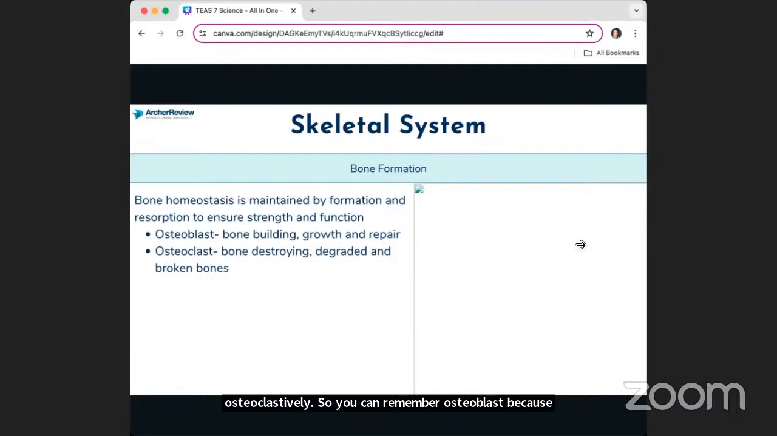Osteoblast will build your bone, and this helps for growth and repairing. But then you also have osteoclasts at work, and they destroy bone. And this is good when your bones have been degraded or they've been broken and they need repaired. So your osteoclast kind of takes away the degraded, broken parts, makes room for the osteoblast to come in and build that bone back up.